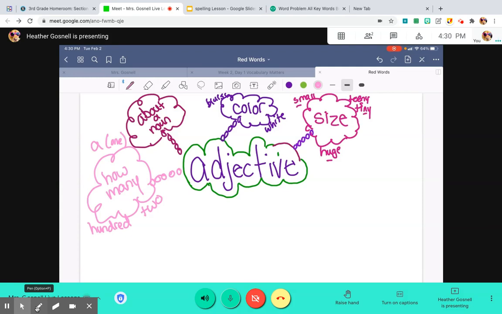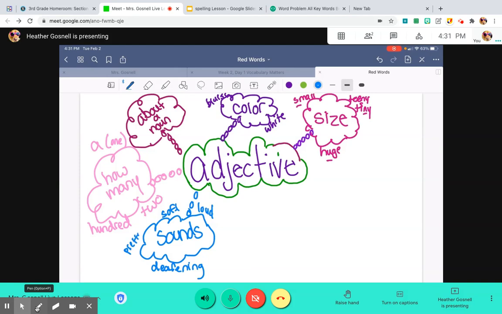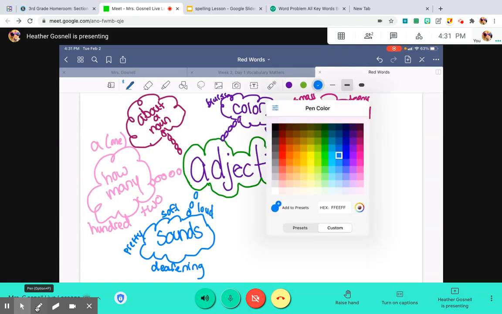Then we have, let's get another color here, more descriptive words, like words that tell us how something sounds. Loud, soft, deafening even. It's a big one. Deafening. That's really loud. Could something sound pretty? Yes. Music can sound very pretty.